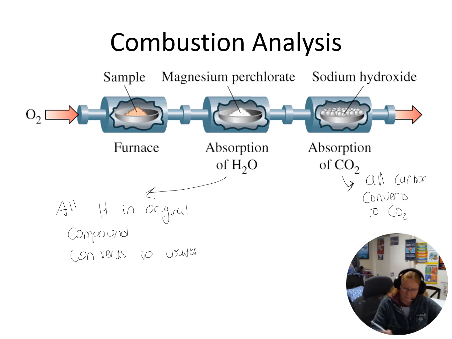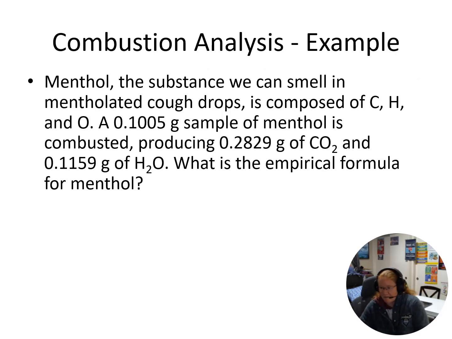Alrighty. So that's what we're going to look at when we try to solve this problem. So I've got menthol. All right. It is carbon, hydrogen, and oxygen. My sample of menthol is combusted. I produce some carbon dioxide. I produce some water. And so we need to calculate what our empirical formula is based on all of this stuff.